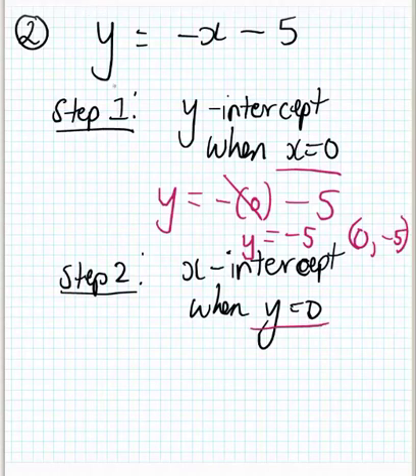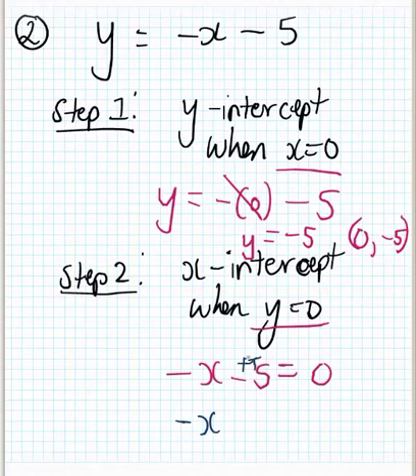So we make y equals 0. So 0 equals, now we've got -x -5. And now we just have to solve for x. So if you don't like having 0 on that side, we can just put it on the other side. We haven't changed anything. And now let's just solve this. So we've got -5 here, and we've got -x. So we add 5 on both sides. So -x equals 0 plus 5, which is 5.